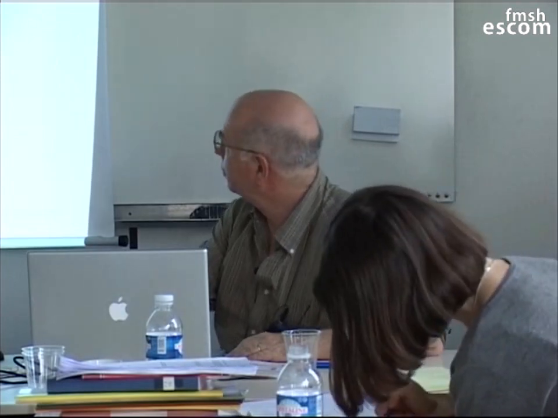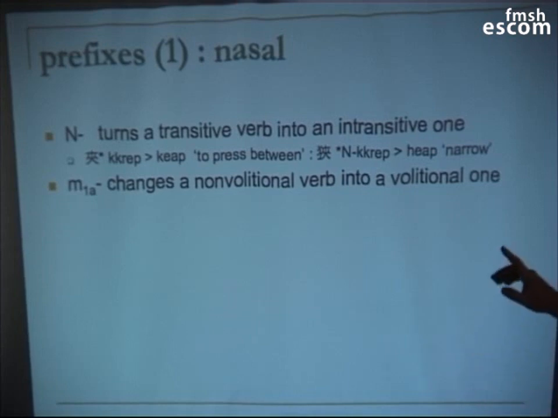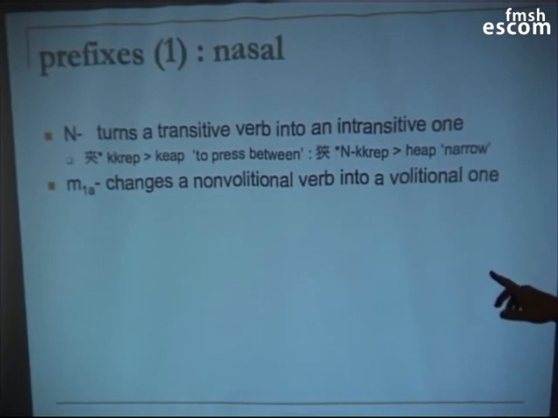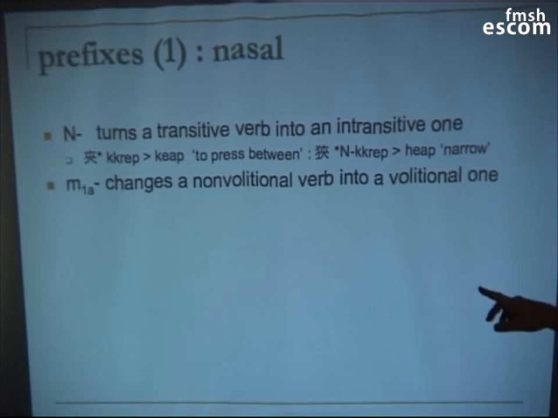Now the next one is a prefix which I call the M prefix. The M prefix has several functions. While capital N only has one function, M has several, which I call M1, M2, M3, M4, and M1 is further subdivided into A, B, C. So M1A changes a non-volitional verb into a volitional one, a verb of controlled action. The subject controls the action, or he wants the action to take place.